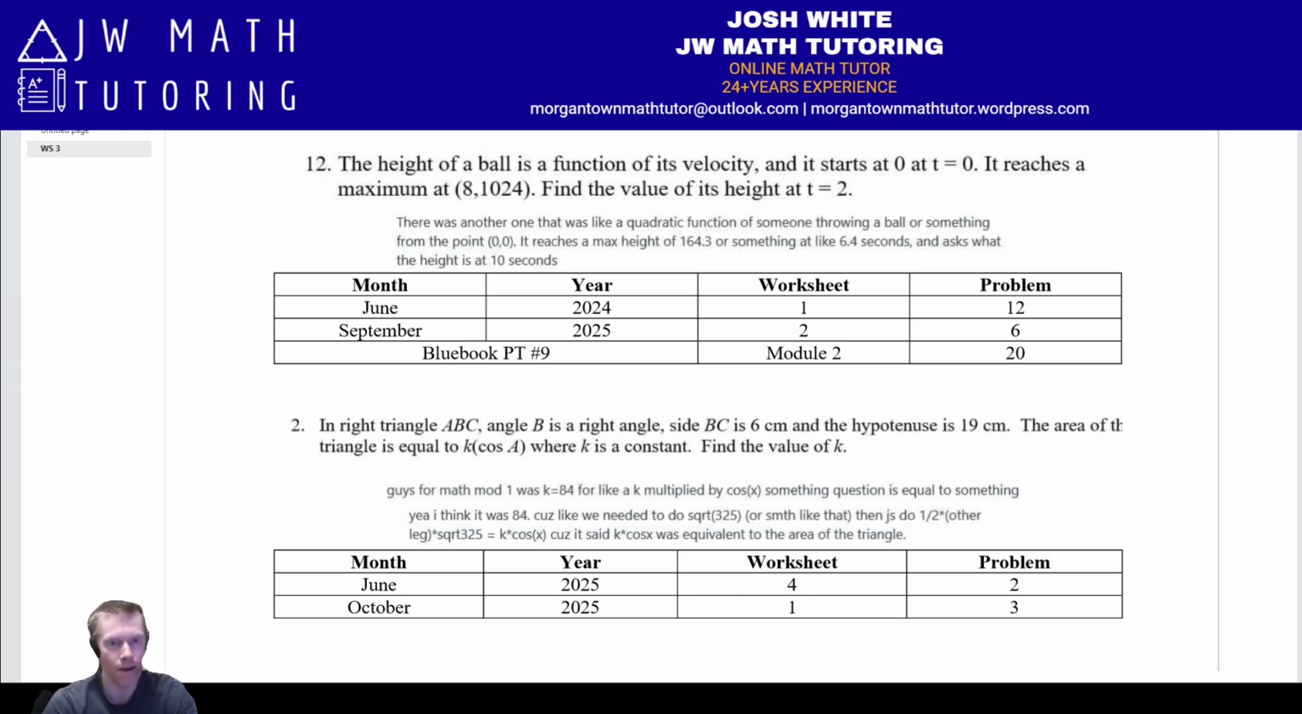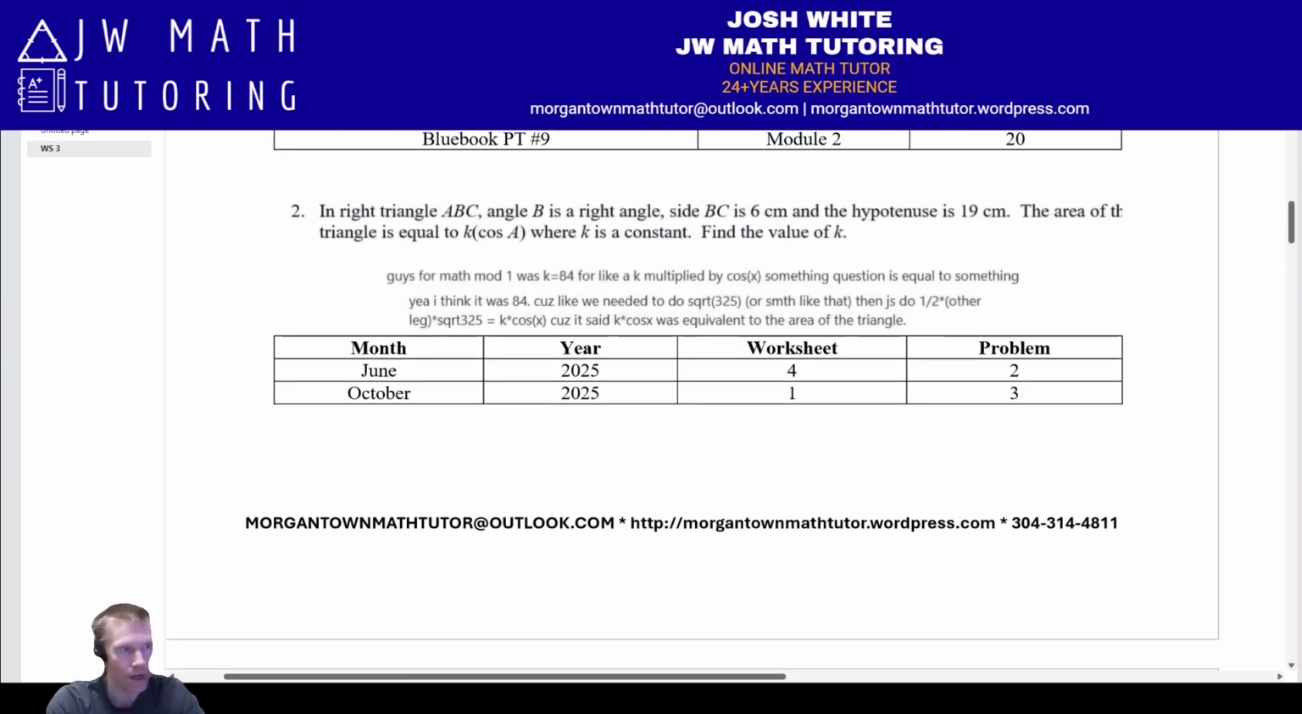In any case, you can see this one in the months, worksheets and so on that are listed on the screen. And also keep in mind, this is identical to one of the Blue Book practice test questions as well. That should also say, I got to correct that. In the worksheet, it should say module 2B there. It's the harder of the 2 second modules. All right, next up.